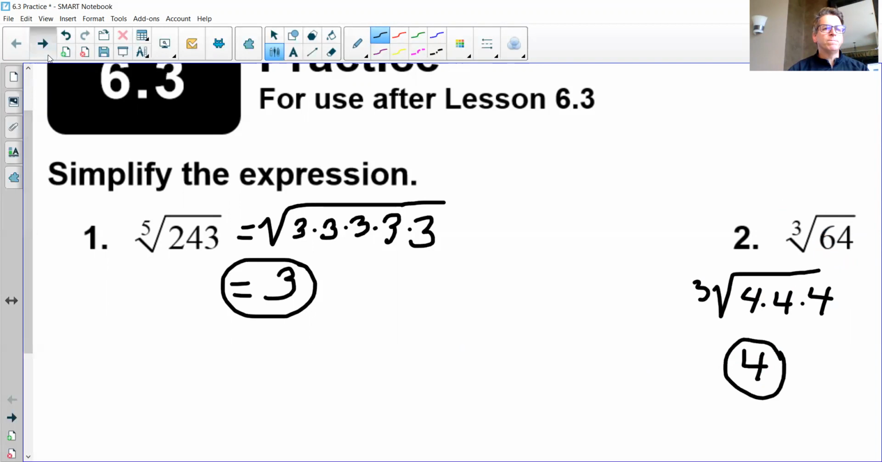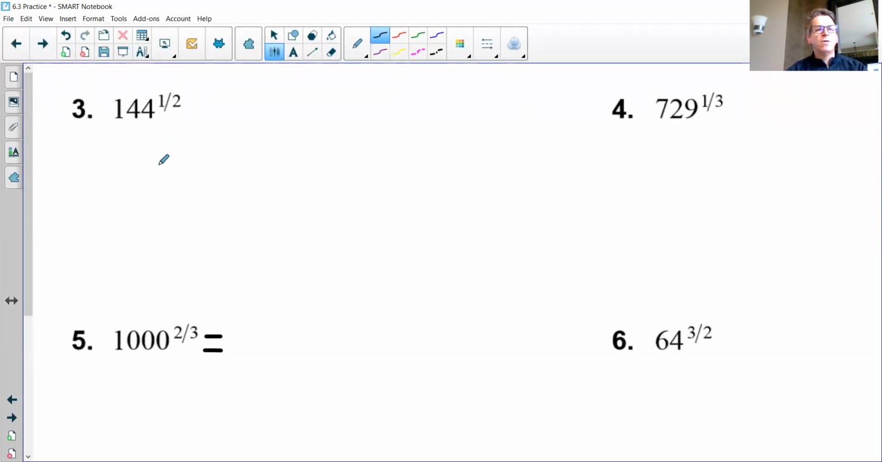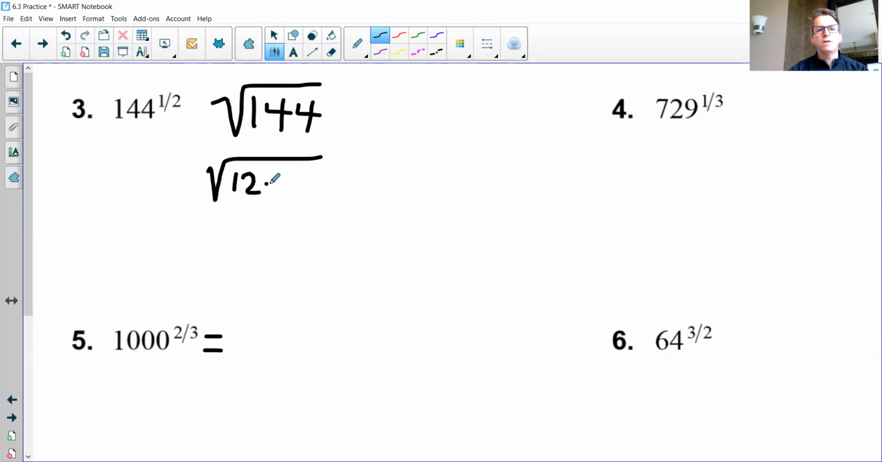Number 3, 1/4 to the 1/2 power. Okay, so we had rational exponents yesterday. So basically what this is, we're looking for the square root of 144. So we're looking for that number when multiplied by itself, you get 144, and that number is 12. 12 times 12, the answer is 12 for number 3.